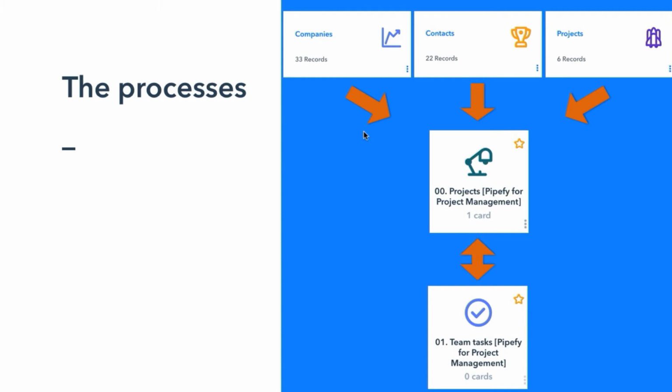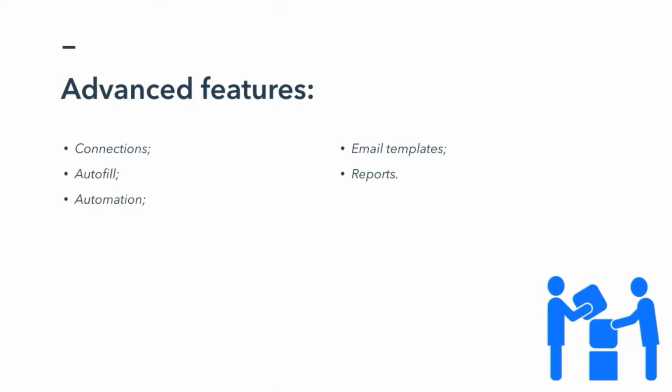If you need to limit access to the projects or tasks data, you can also use a permission called restricted view in your pipe, so that each team member will view only the cards they have created or that were assigned to them. We've used some of Pipefy's advanced features to make our project management structure more dynamic and productive. Some of these features are connections, autofill, automation, email templates, and reports.